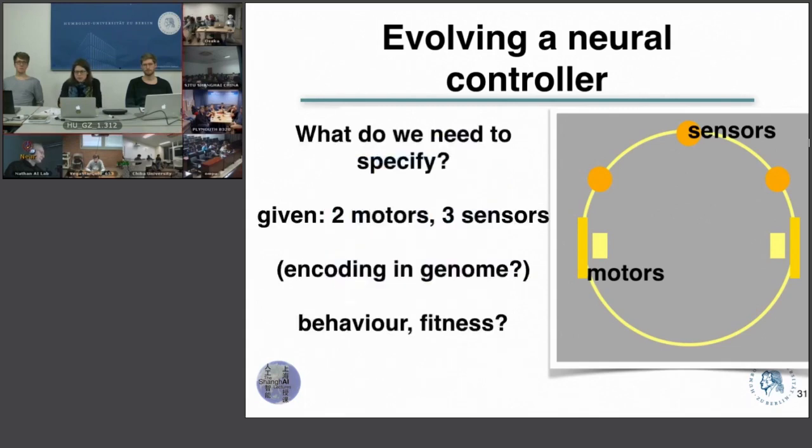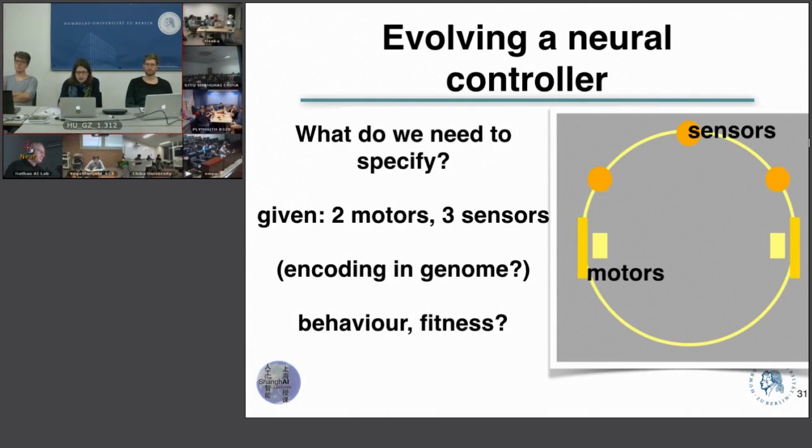So the question is, what do we need to specify, given that we have these 2 motors and 3 sensors? We need to think about how the encoding is done in the genome. What could the behavior of this little robot be? What should be achieved? And how can we measure this achievement? So what is the fitness of this robot?